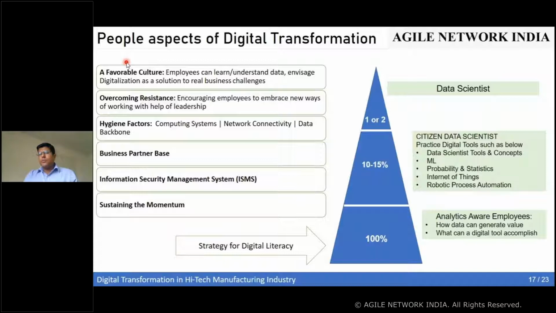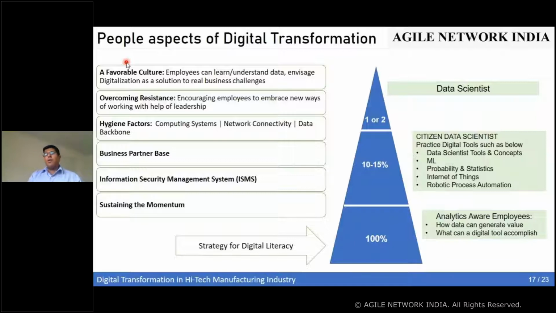Five years ago, for any business problems, we used to go for Six Sigma, Lean Six Sigma, operational excellence initiatives, team forming, etc. Now we are trying to build a culture that says, okay, there is a problem, what can digitalization solve? Overcoming resistance: people need not be insecure when it comes to digitalization.